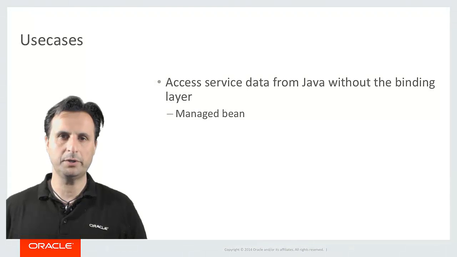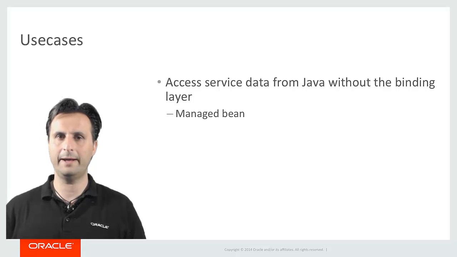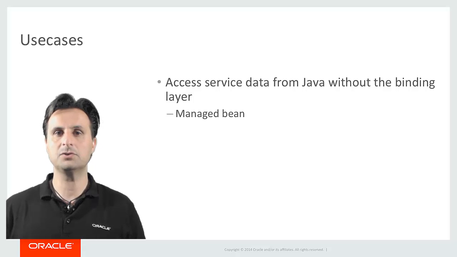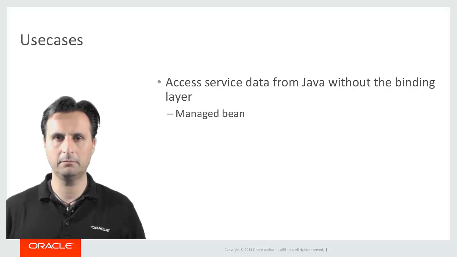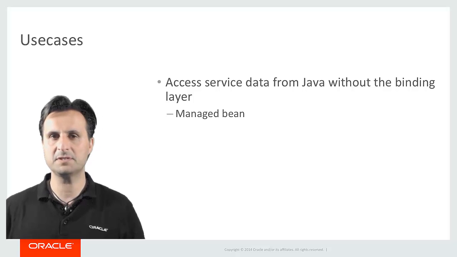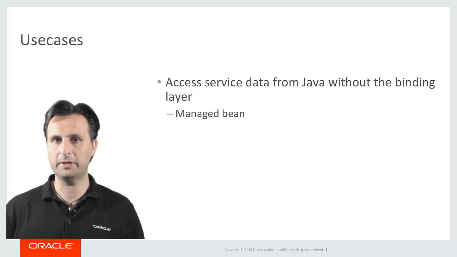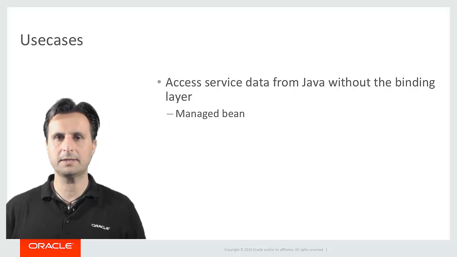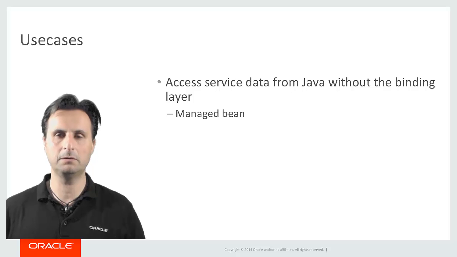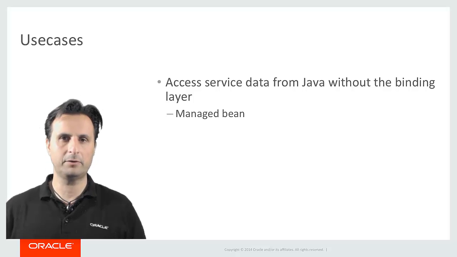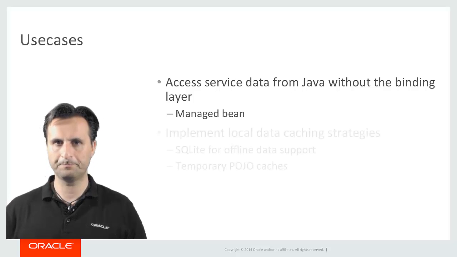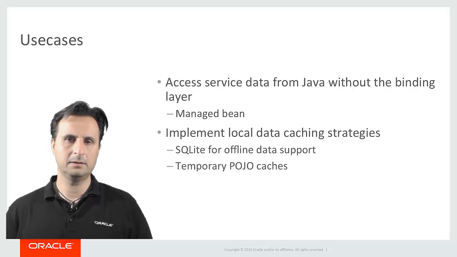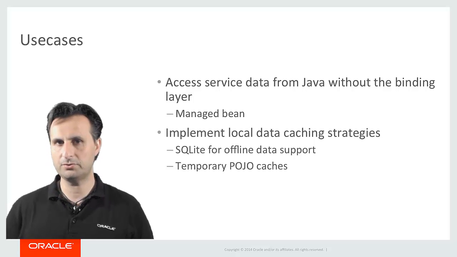One use case is where you need to get access to data without actually creating a visual representation of this data, like not having department's information displayed on an employee screen, but needing to get information about the departments. From a managed bean, you can access the data control that gives you access to that information and query the data directly and do whatever the business logic wants you to do with it. And then you can implement local caching strategies.